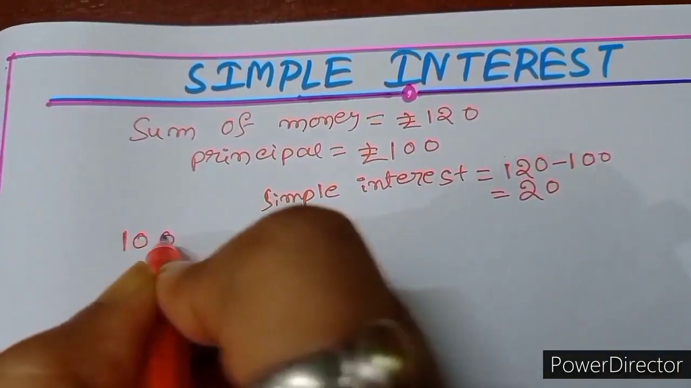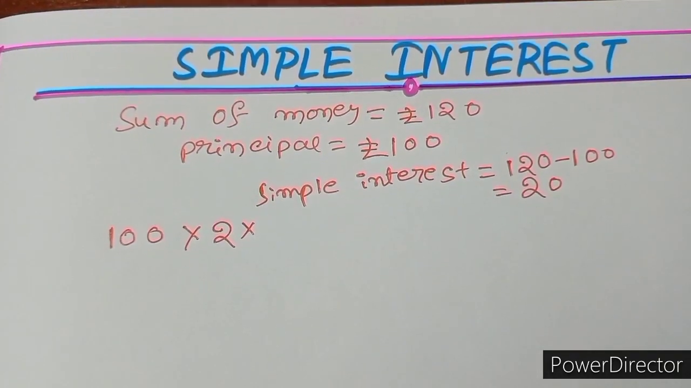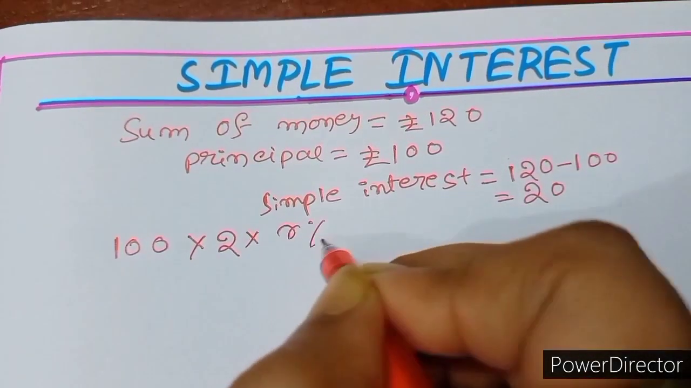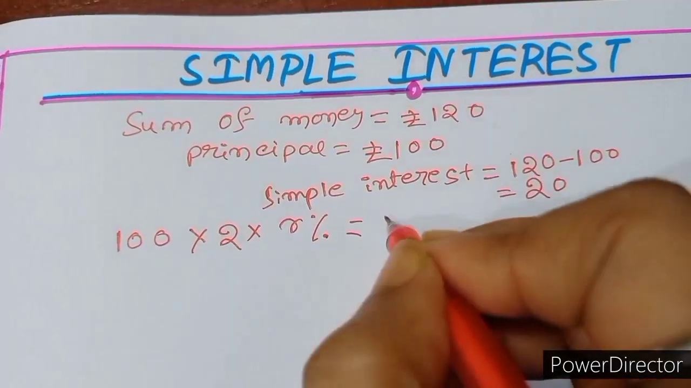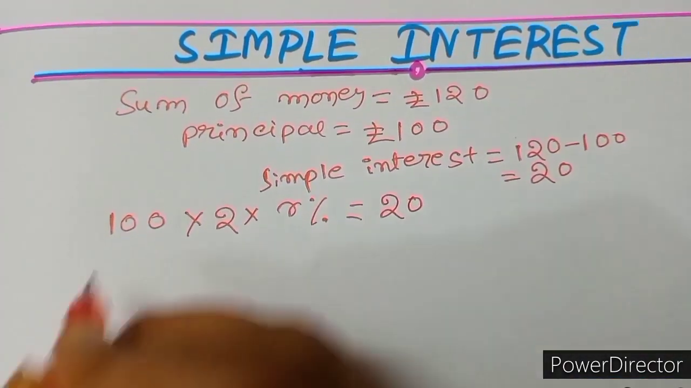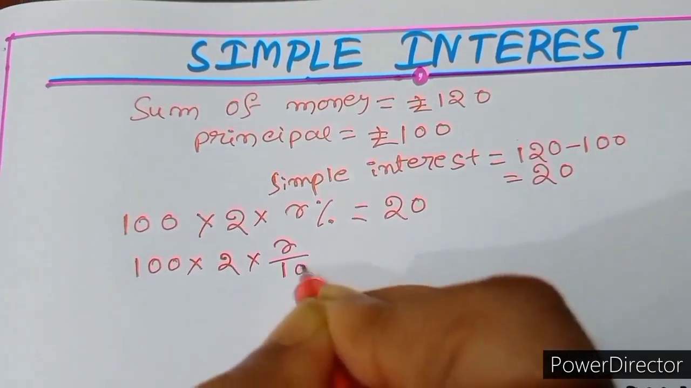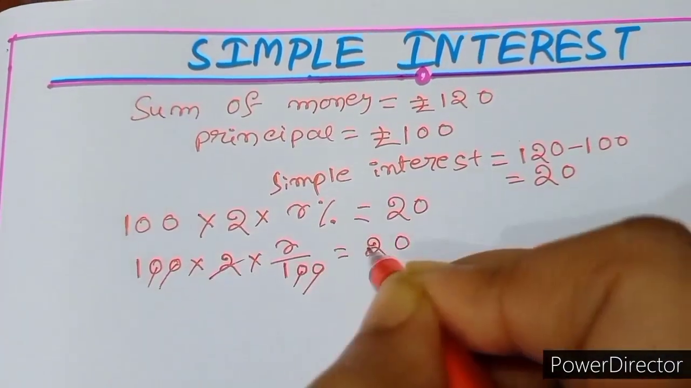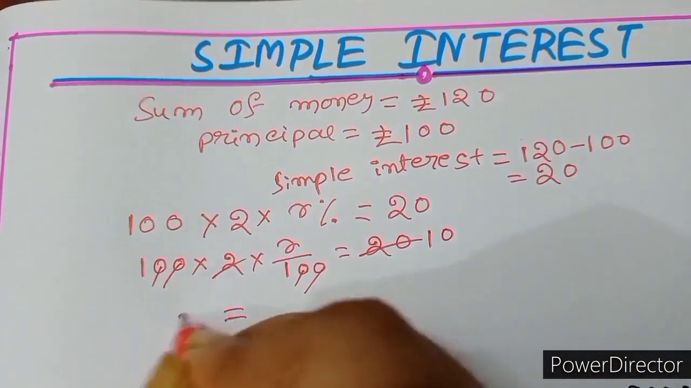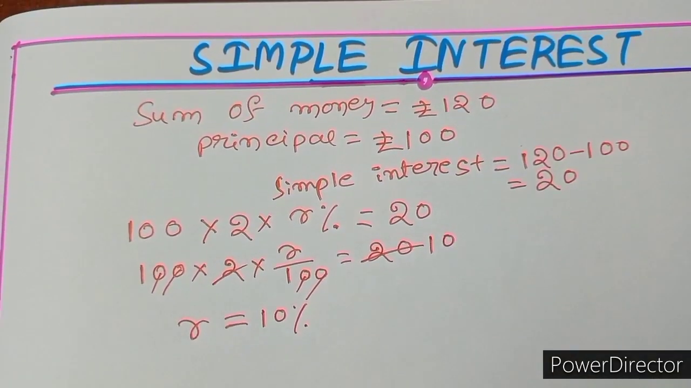So 100 rupees for 2 years. Obviously it has some rate of interest. We assume rate of interest r percent, and we get the simple interest 20. So it means 100 into 2 into r by 100 equal to 20. The zeros cancel out to 10. So r equal to 10%. So rate of interest equal to 10%.